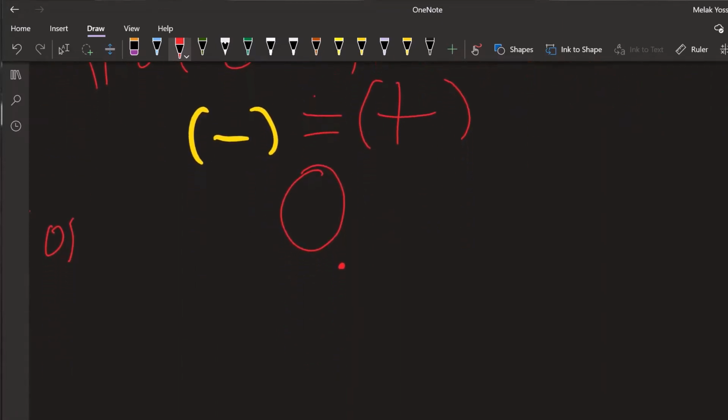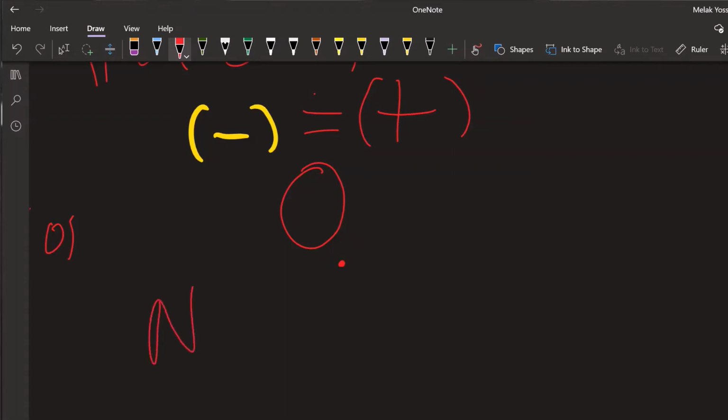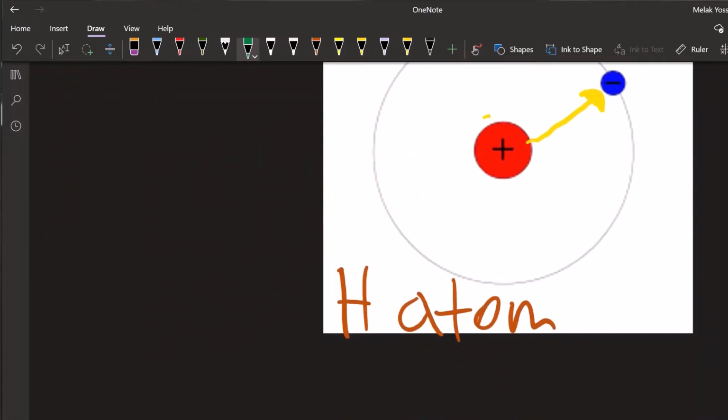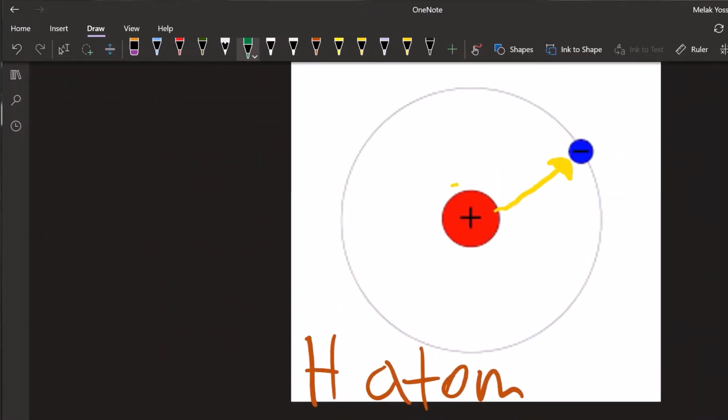Now, every atom has those three subparticles: the neutron, the proton, and the electron, except for the hydrogen atom, which is lacking a neutron subparticle. It is just a positively charged proton and a negatively charged electron.